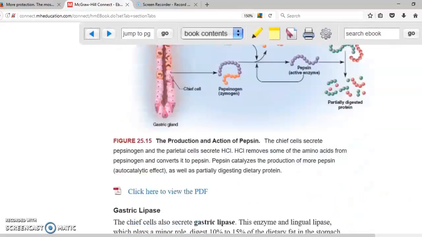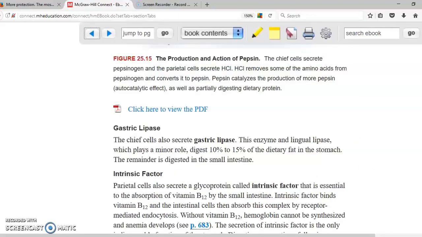You scroll down. Gastric lipase. Chief cells also produce gastric lipase that are going to help us start the digestion of dietary fat.